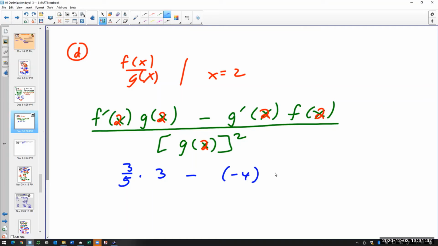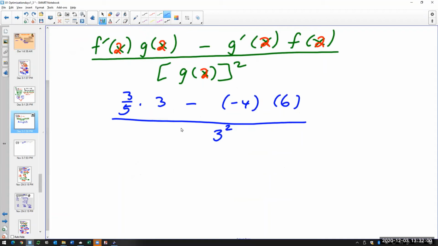So I'm just pulling this off of my table here. G prime of 2, I'm getting -4 times f of 2 is 6 all over g of 2, which I'm getting as 3, but I need to square that. So that's going to be 9. Okay, so if I simplify this, I'll have 9/5 plus 24. Well, this is a fraction, right? So you have to change that to a fraction.